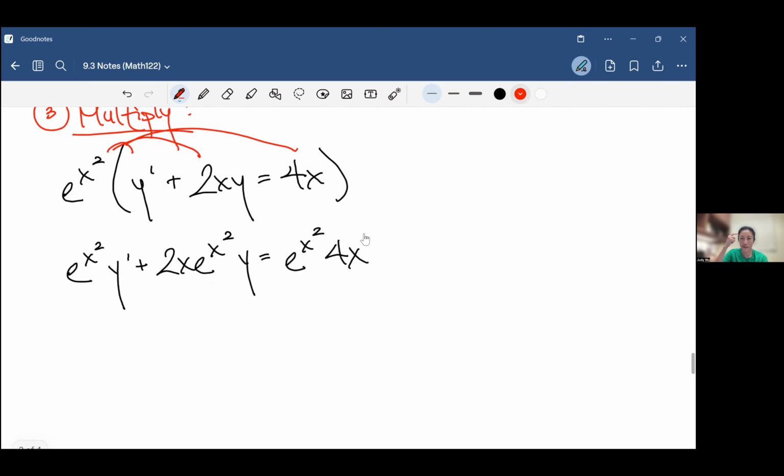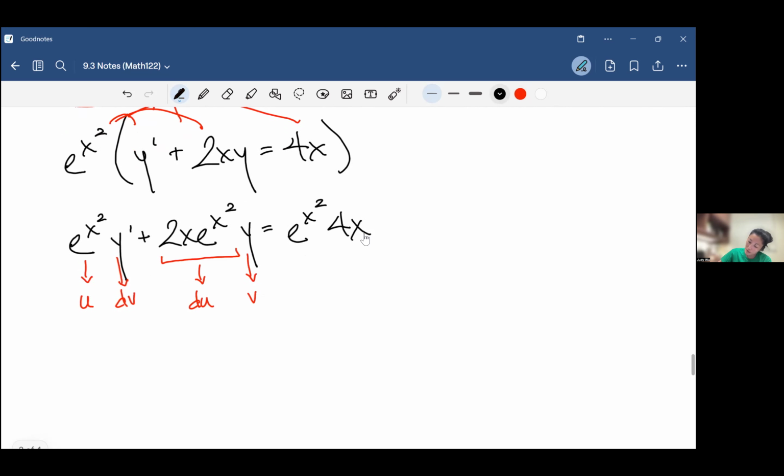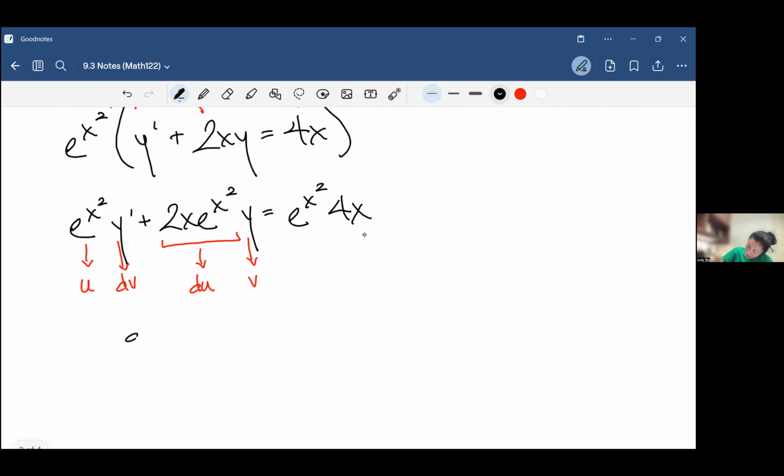All right, let's figure out what our u and our du and our v and our dv are. So e to the x squared is our u. And in order to find du, I would need to use chain rule. So that's where that 2x comes from, because it's e to the x squared times the derivative of x squared, which is 2x. That makes this our v and this our dv, which means we can rewrite the left-hand side as the derivative of e to the x squared times y.